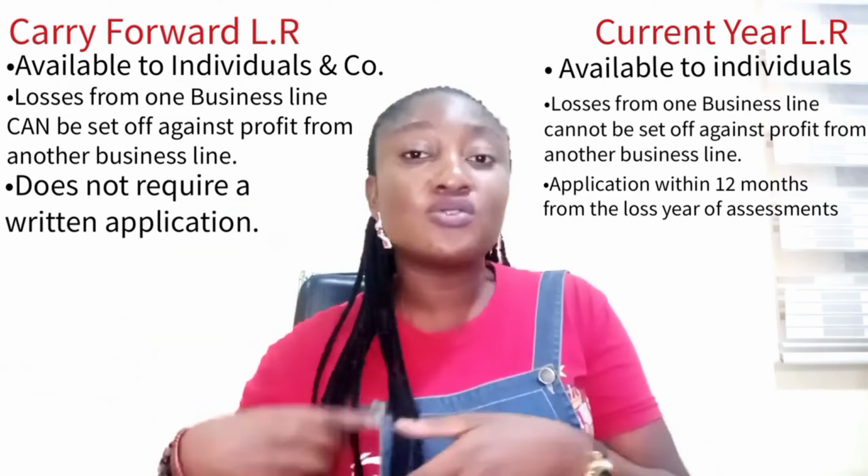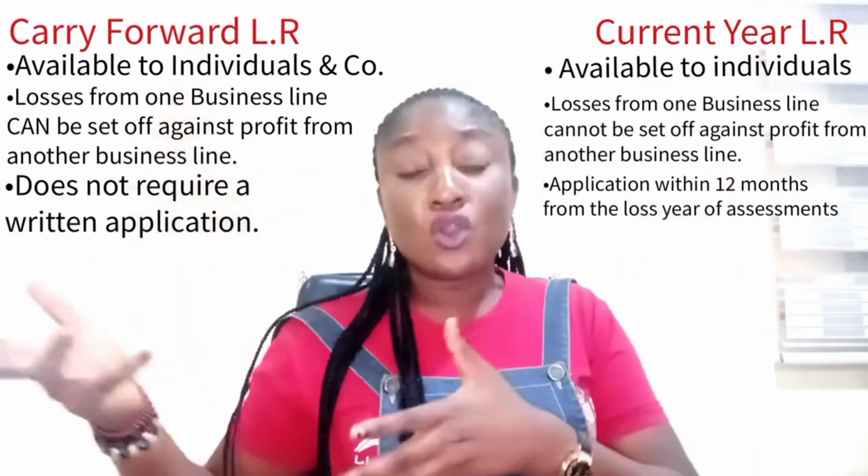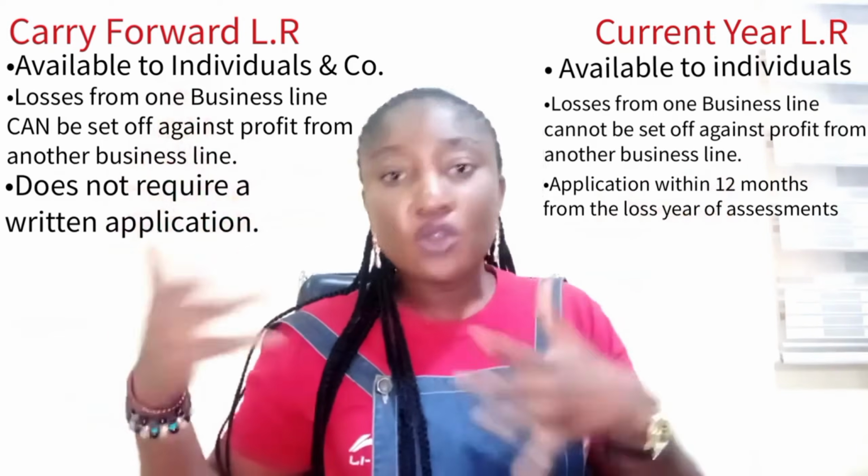That's the most common one that you see in questions. Once you see a loss, the natural thing is that you should carry it forward. It's available to companies, and in most questions, they always give you companies, like ABC Company. So let's go to the rules.